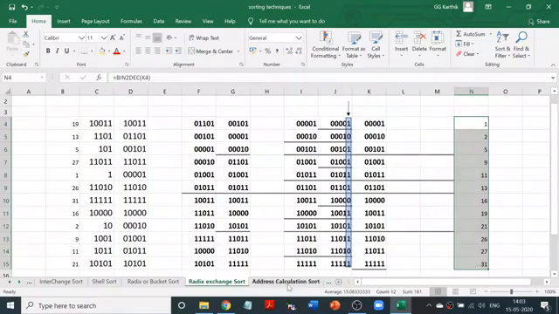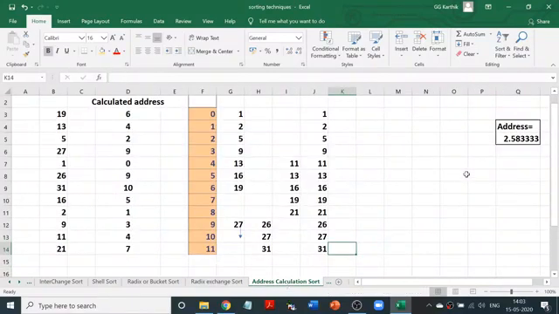The last one is the address calculation sort. So this is what we saw. We took the numbers, we calculated the address and put them in that particular address location, and then you get the sorted order.